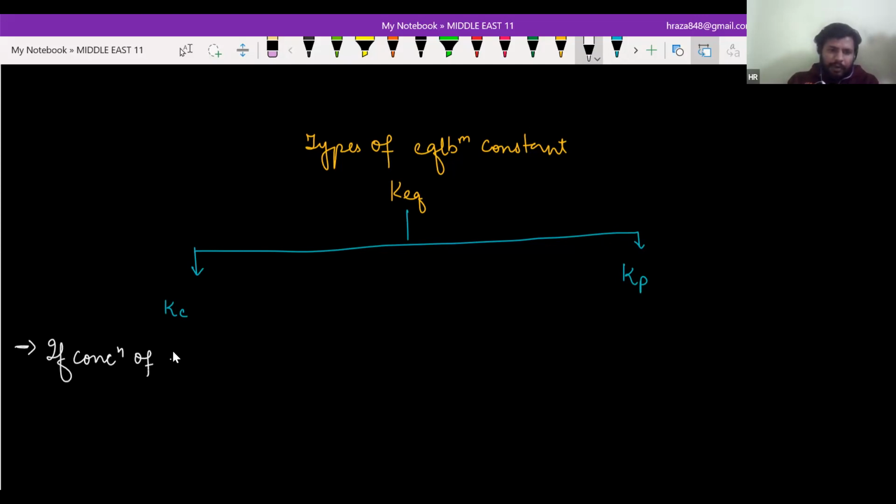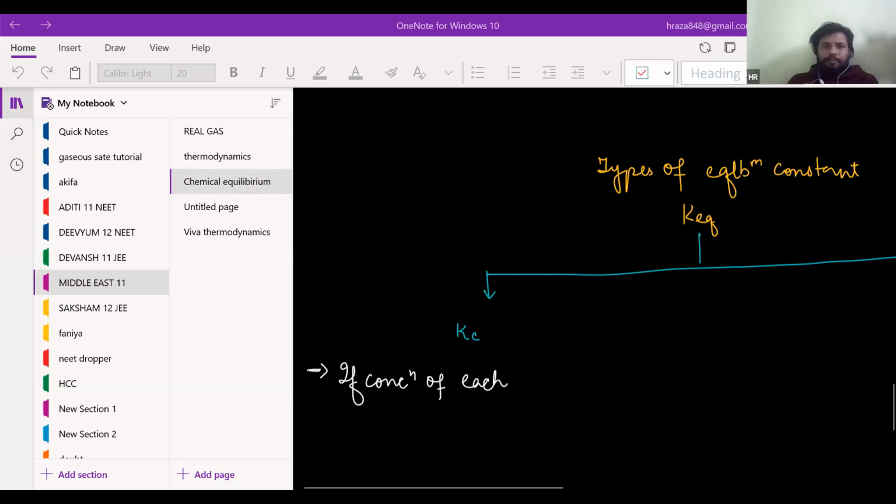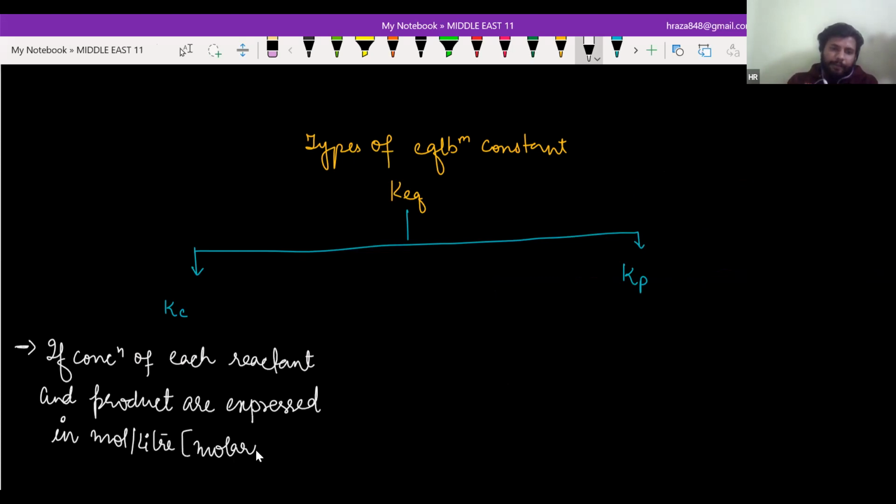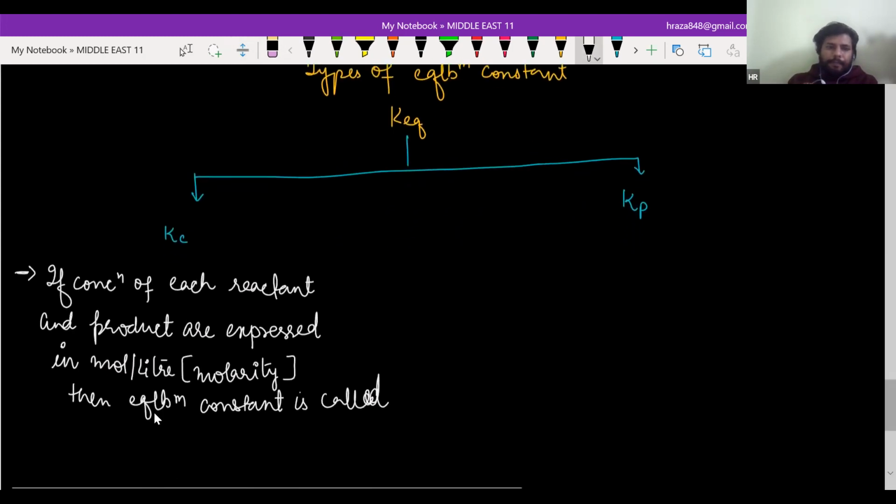If the concentration of each reactant and product is expressed in mole per liter, that means molarity, then the equilibrium constant is called Kc.